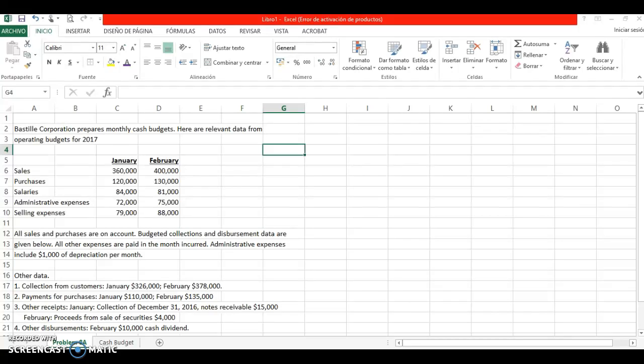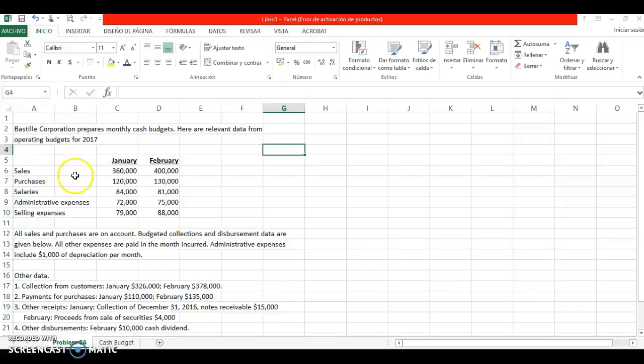Hi everyone, we're going to be solving today problem 8A from chapter 7 of the book Financial Accounting: Tools for Business Decision Making, 8th edition. So problem 8A reads, Bastille Corporation prepares monthly cash budgets. Here are relevant data from operating budgets for 2017.